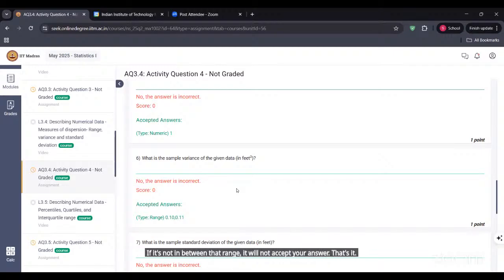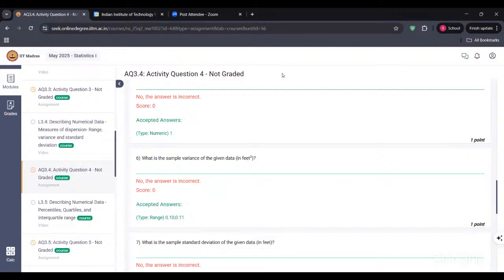That's it. It can be anything, like 0.101, 0.102, something like that, but it should be between that range. Okay. Ma'am, this question is applying the variance formula only, right? Yes. Okay. I will check the question. Okay. Thank you.